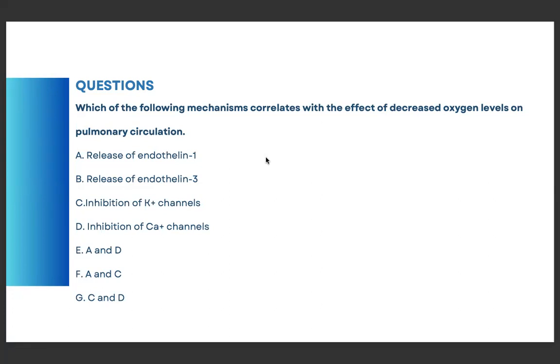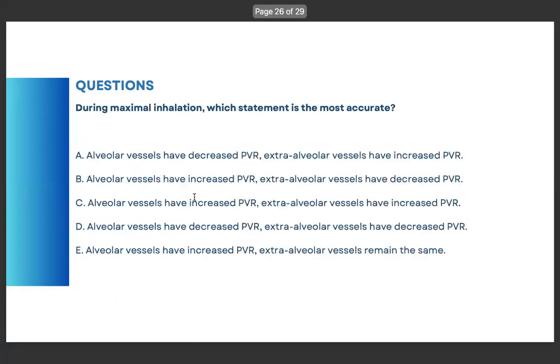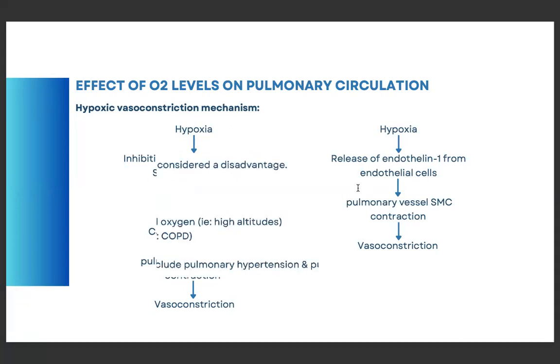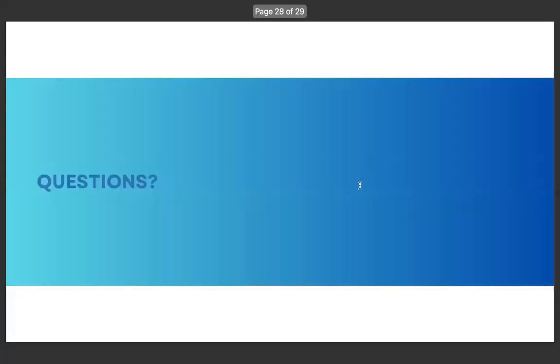Okay, it's F. So it's both A and C: release of endothelin 1 and inhibition of potassium channels. I'll go back to the slide itself to show you guys. You can see over here, hypoxia would cause an inhibition of pulmonary vessel smooth muscle cell potassium channels on the left. On the right, you can see hypoxia also causes the release of endothelin 1. And both of these things would cause vasoconstriction. And that's basically it.